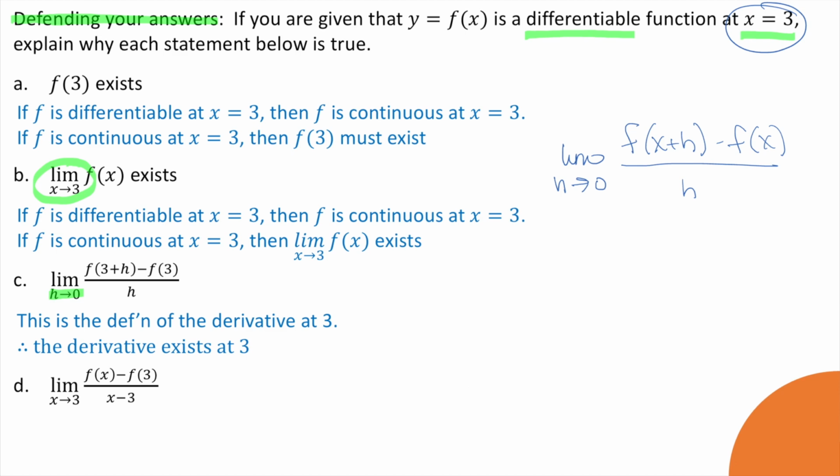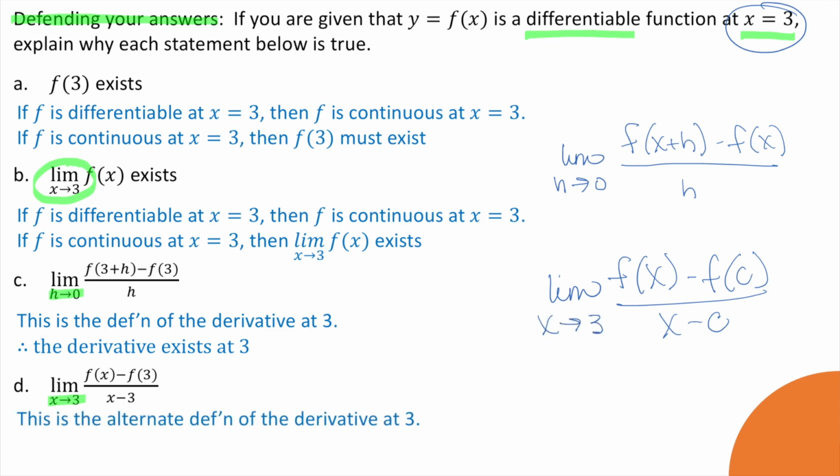And then this last one, part D, this is as x approaches 3, f of x minus f of 3 over x minus 3. That is the alternate form of the derivative. f of x minus f of c over x minus c. Sometimes I forget to put the limit in front of it. This is the alternate definition of the derivative at x equals 3. And we do know that f is differentiable.